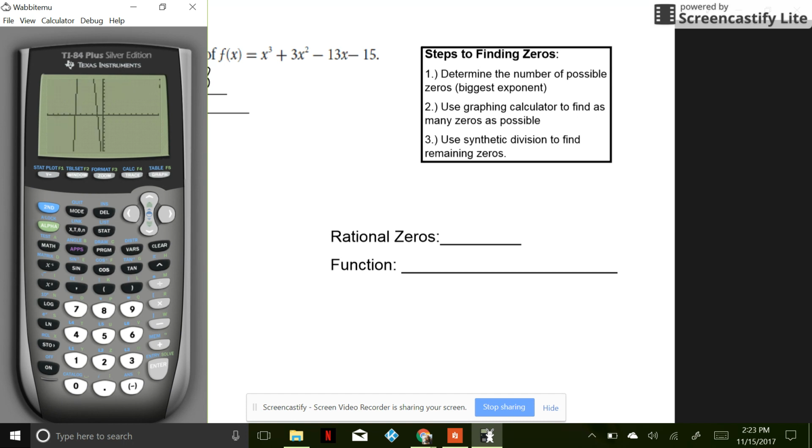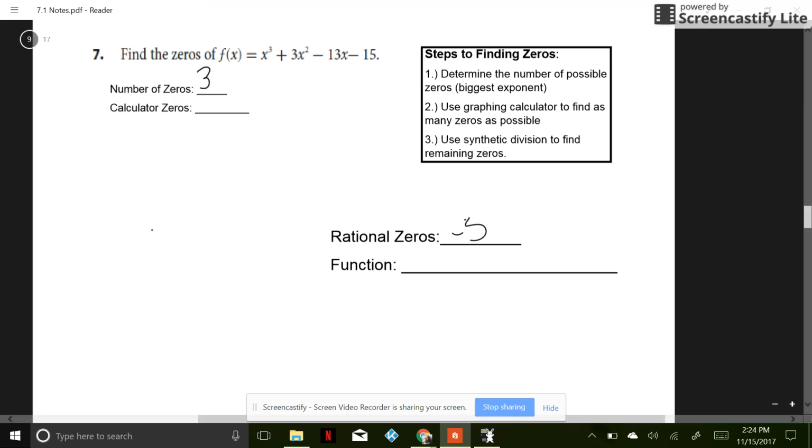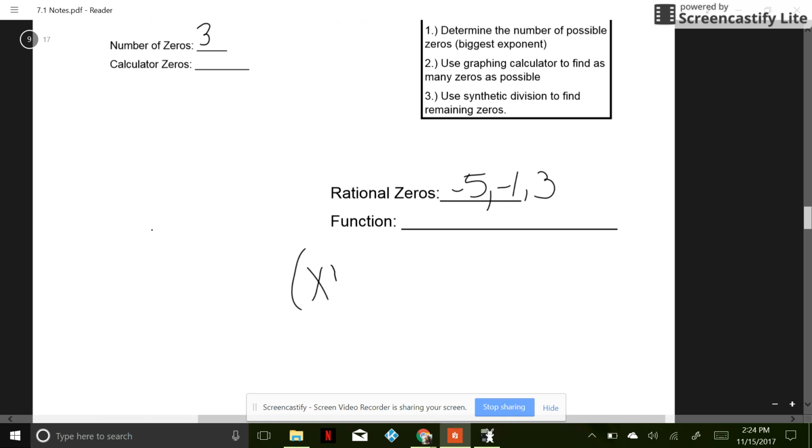Got 1, 2, 3. That's good for us. Let's make sure they show up in our table. I think there were 2 to the left of our x-axis. Yep. So we've got a value at -5, at -1, and at 3. So our function is going to be x plus 5 times x plus 1 times x minus 3.